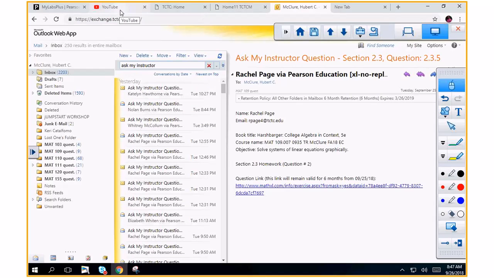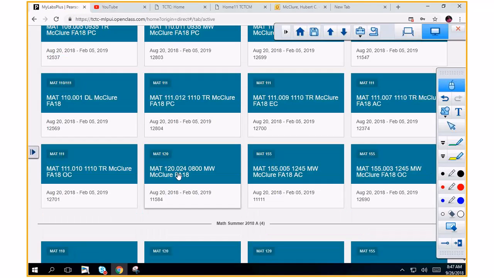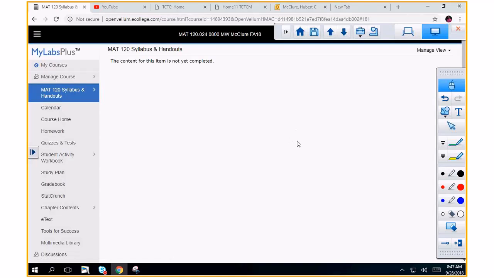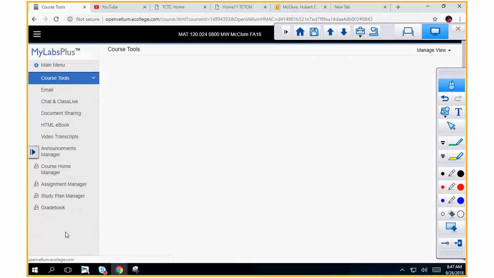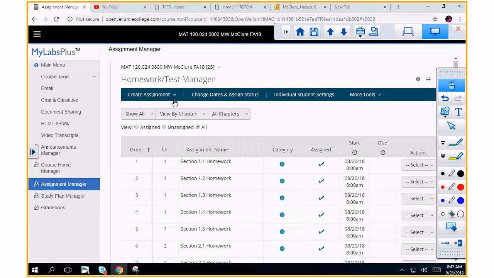All right, so let's go to the test. This is when y'all need to pay attention, okay? So let's go to the test. Where is 120? There it is. And let's pull up the test. And today is the 26th. Now this is how I do all my tests. I go to Course Tools. I pull up Assignment Manager. I pull up Test.